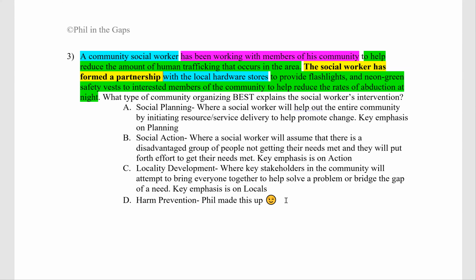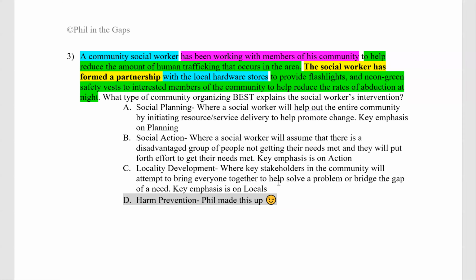So, right off the bat, D is going to be ruled out because we are trying to prevent harm, but it's not a type of community organizing. So, we cannot jump in and say, hey, let's word associate and say, just because it says harm and we're trying to prevent that, and that's what the goal of our community organizing project is. Do not jump to answers just because they sound nice.